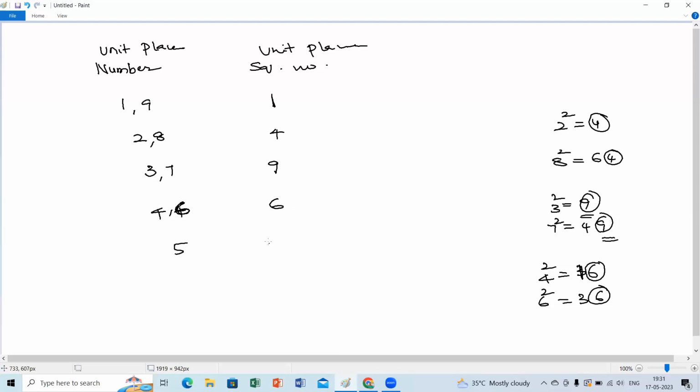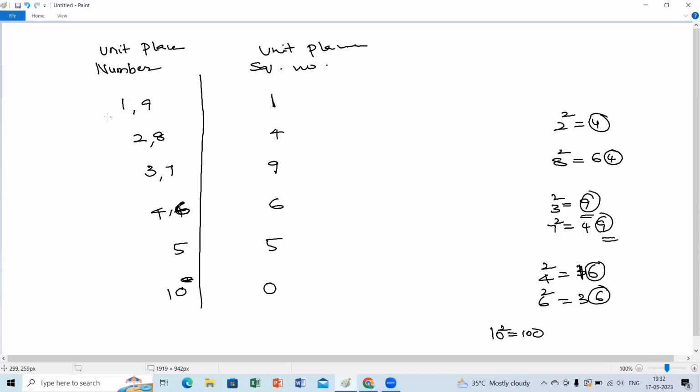For 5, and for any other numbers left over, 1, 2, 3, 4, 5, 6, 7, 8, 9. For 0, suppose the number 10, 10 square is 100. Ma'am, 100. A perfect square that ends with 0 always ends with the number 0.